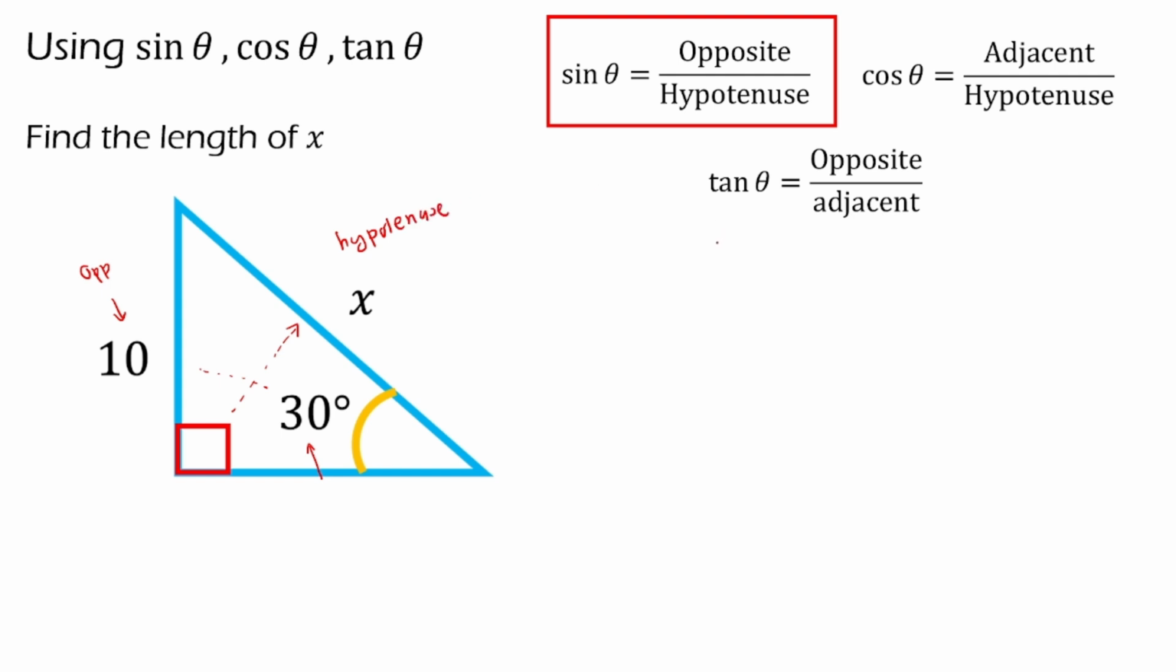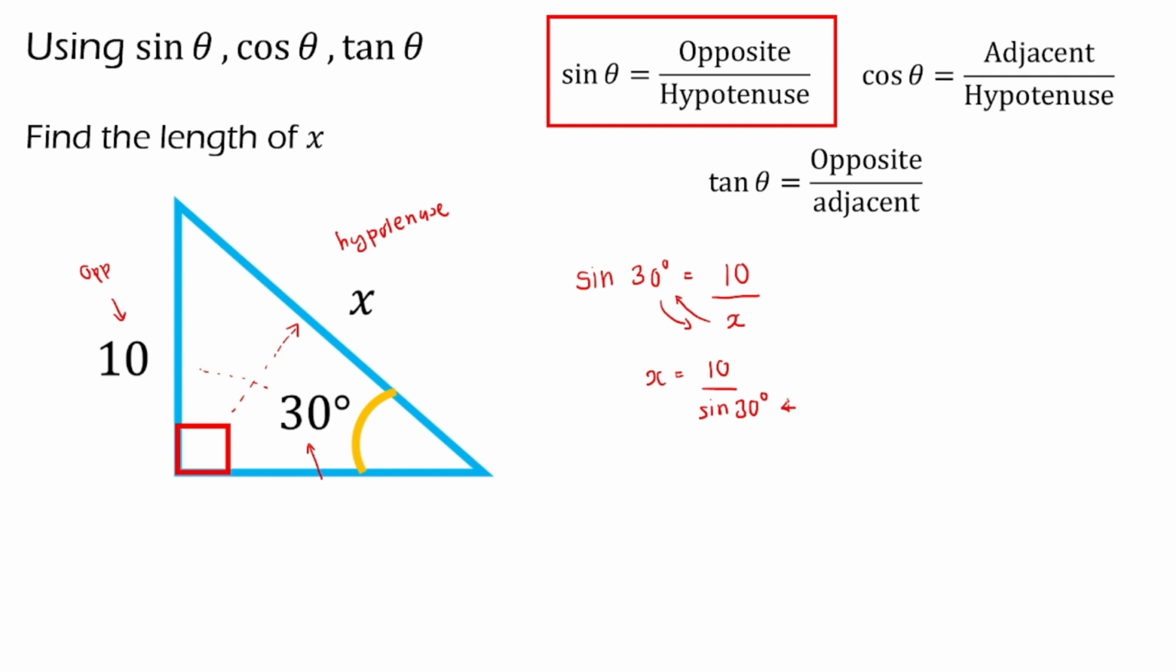Judging from the formula, obviously, sine theta is the one that has opposite over hypotenuse. Therefore, this is the formula that we are going to use, and we are going to put all the values into it. Sine theta, which is 30 degrees, equals opposite, which is 10, divided by the hypotenuse, which is the one that we want to find. So rearranging, sine theta we put down, x we put up on the other side. So x equals 10 over sine 30 degrees.